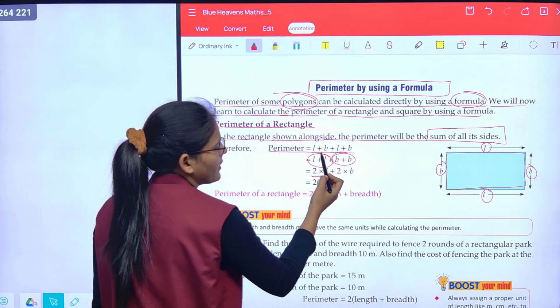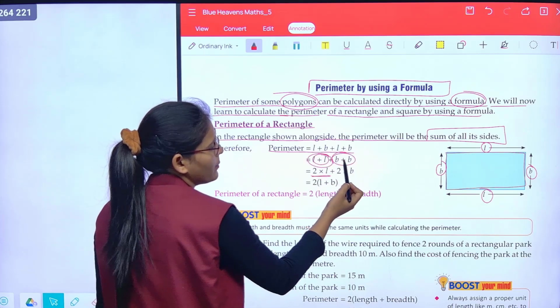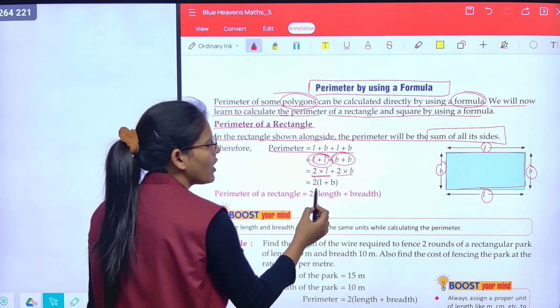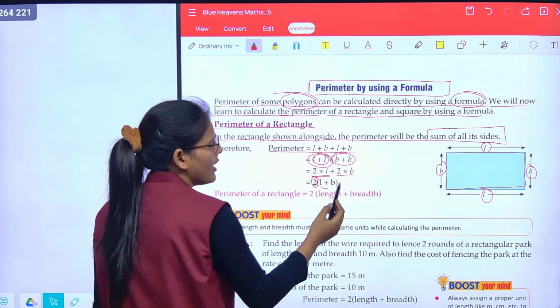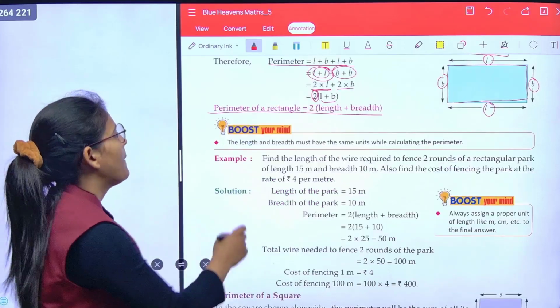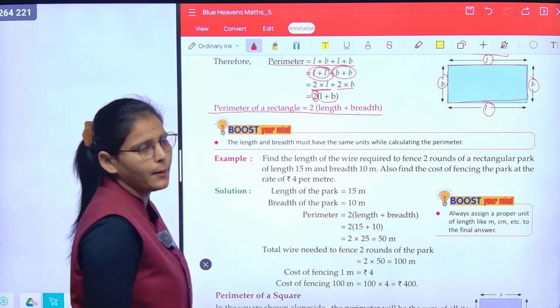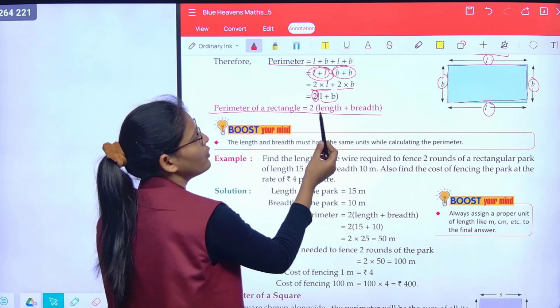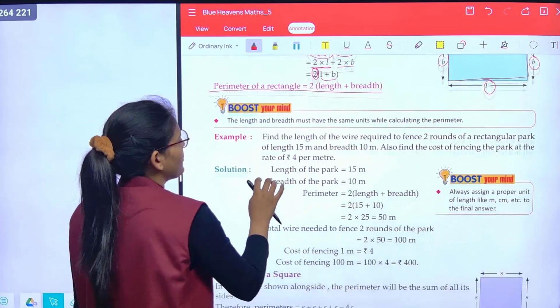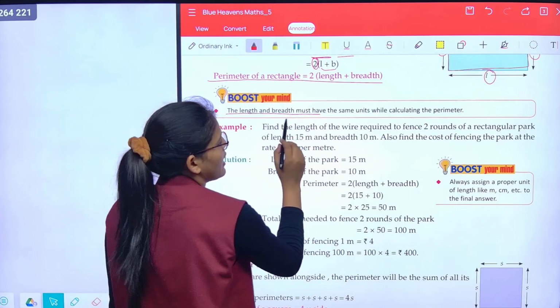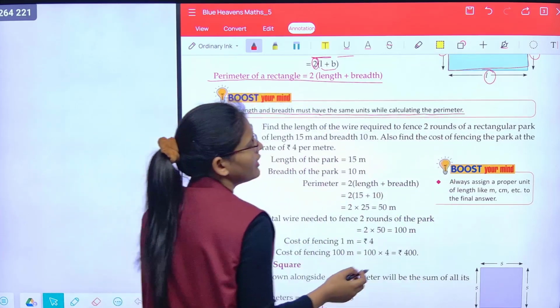Now how many l are there here? l plus l is 2l, b plus b is 2b. So what did we do here, class? We took 2 common. So left is l plus b. Perimeter of rectangle is equal to 2 into length plus breadth. The length and breadth must have the same units while calculating the perimeter.